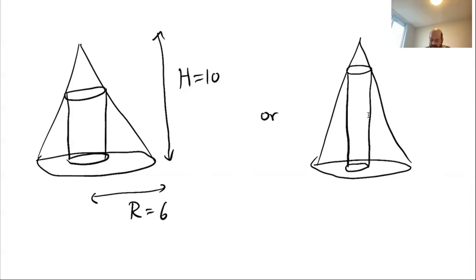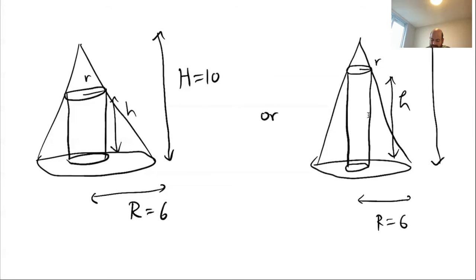So this one again, let's say this is small r, and this is small h. In this one, small r and small h. And capital R is 6 still, capital H is still 10, right? So when we compare these two cylinders, this one has a bigger R and smaller H. This one smaller R, bigger H. So see, it's not obvious how we have to choose our cylinder.